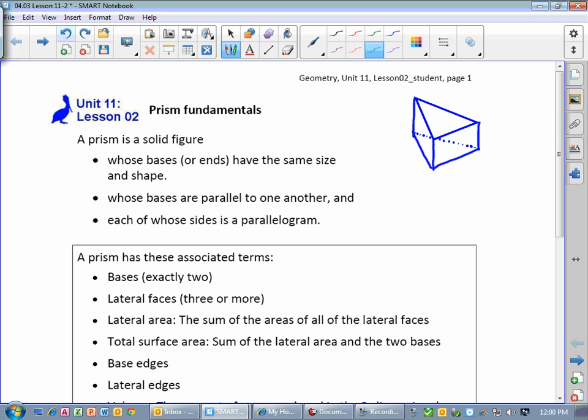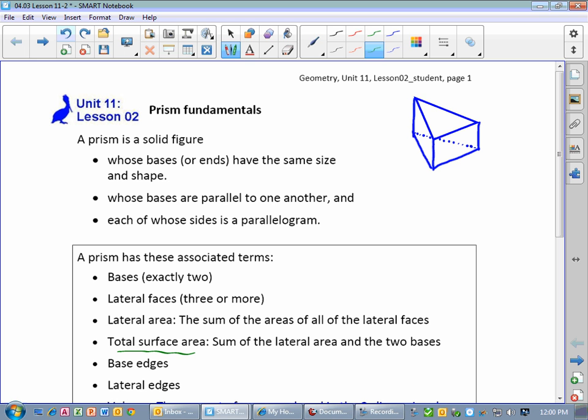Okay? Now the lateral area is what we get when we add up the areas of all the lateral faces. It's the sum of the areas of lateral faces. So we get the areas of, in this case, three faces and add them up. Okay? The total surface area is the lateral area, so all the faces added together, plus the area of the bases, so the top and bottom. So we call that the total surface area.